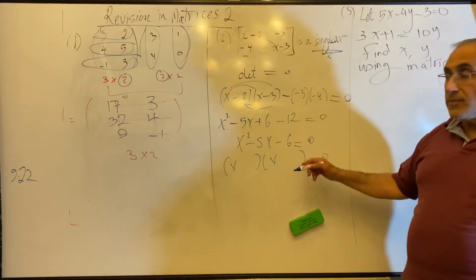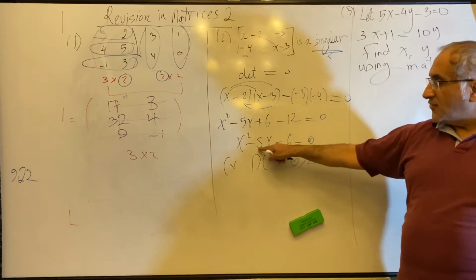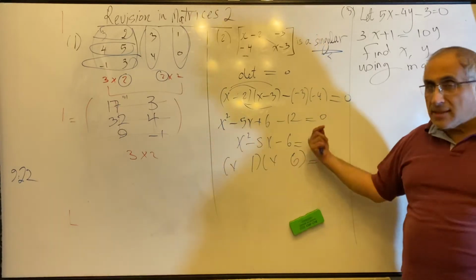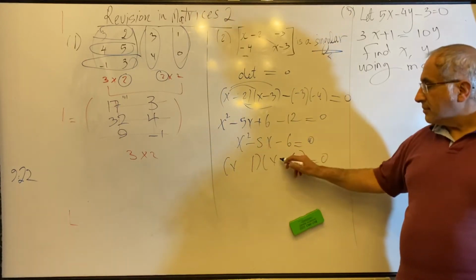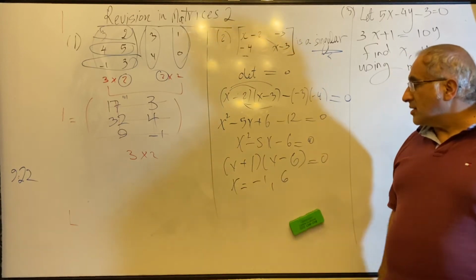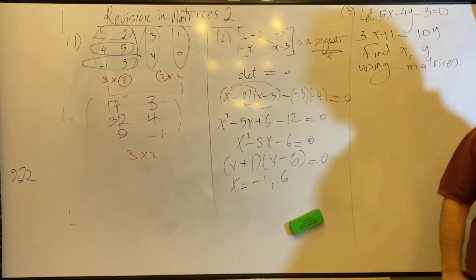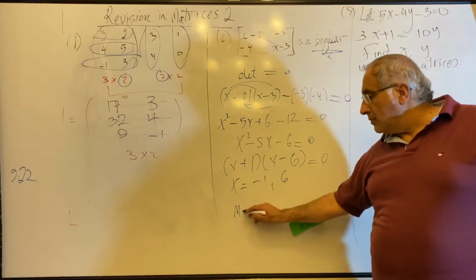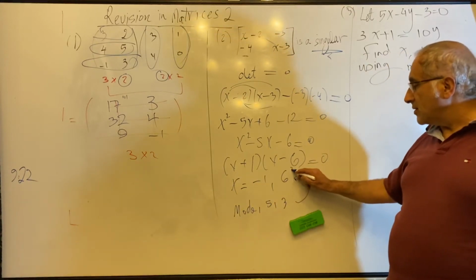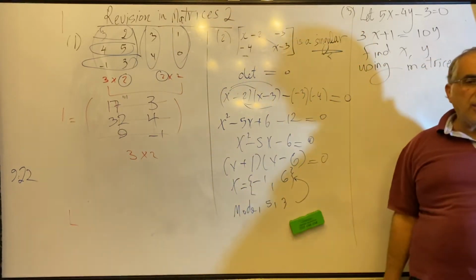What times what is 6? 3 and 2? Oh, no, 6 and 1. Why? The difference is 5. It's true. 6 minus 1 is 5. Okay, and 6 times 1 is 6. So the bigger number takes minus, and that one is plus. So either you have x equals negative 1 or x equals 6. Both answers, if you plug them here, will give you the 0 determinant. If you go to mode 5, 3, you should get these answers. So these answers are either a positive number or a negative integer.